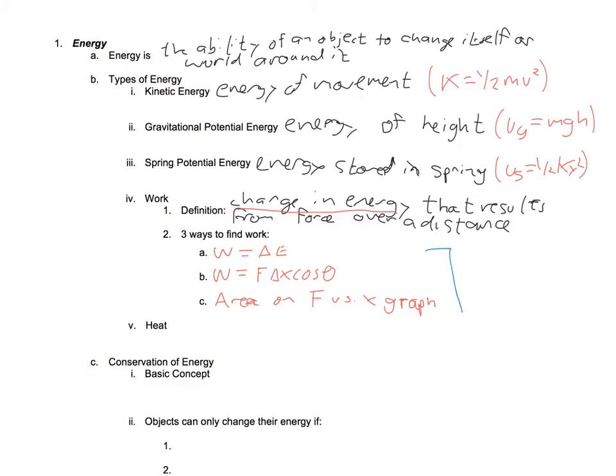Just a few quick notes about these situations where work is 0. We know that if our angle is 90 degrees, we have no work done, or if our displacement is 0. Also, there's no force, but that one's a pretty obvious one. But for those two, we need an angle other than 90, and we need an actual displacement to lead to work.